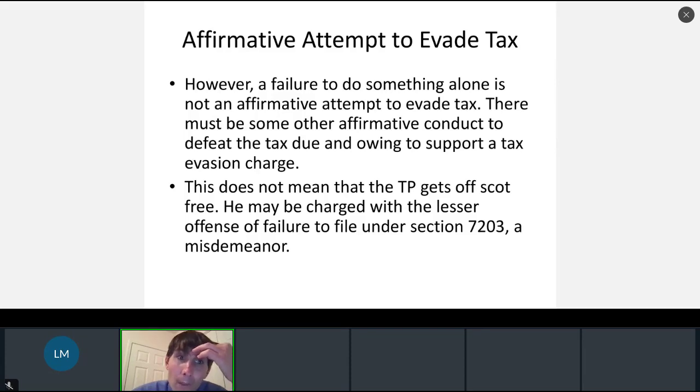A failure to do something alone is not an affirmative attempt to evade tax. There also must be some other affirmative conduct to defeat the tax due and owing to support a tax evasion charge. This doesn't mean that the taxpayer gets off scot-free. He may be charged with the lesser offense of failure to file under Section 7203, which is a misdemeanor.